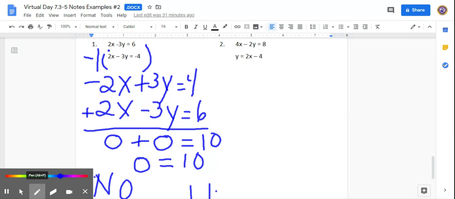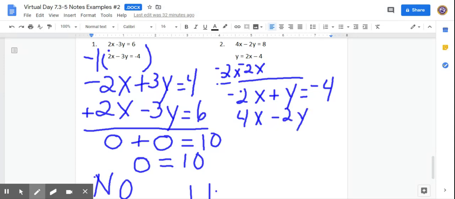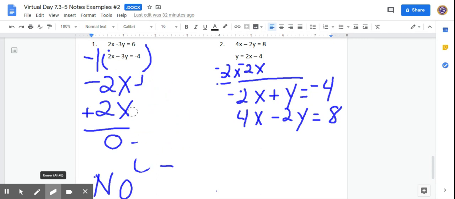All right, first thing we have to do is get the x's and the y's on the same side of the equation. So we're going to subtract 2x from both sides. So that's going to be negative 2x plus y equals -4. Then you have 4x minus 2y equals 8. That's the top equation. I'm just rewriting it underneath so that I have my two equations that I can solve.